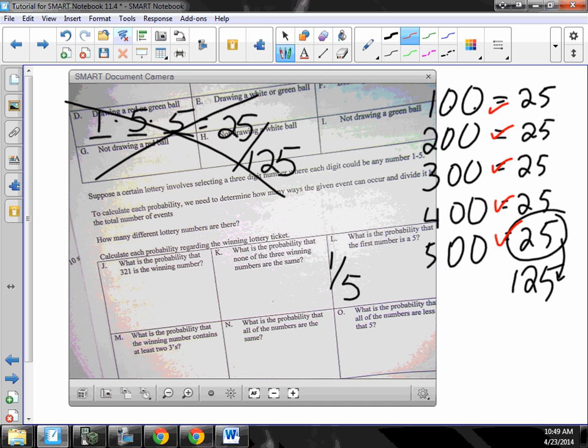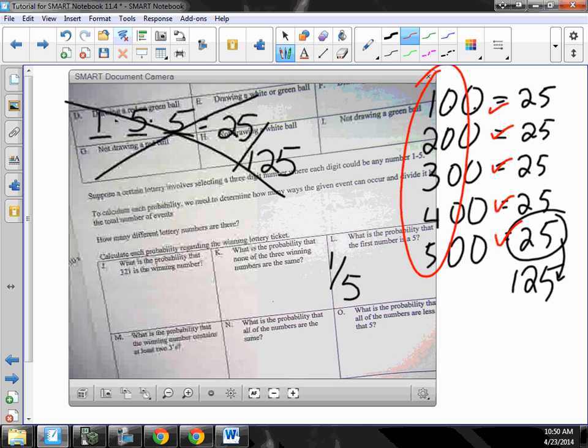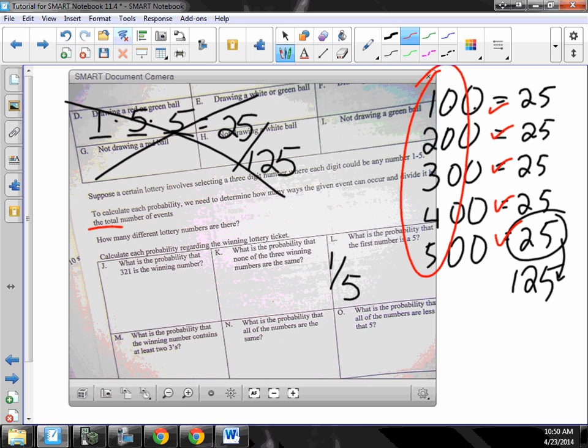Well, it's just 1 in 5. Because this first number can be 5 different numbers, and once you pick that first number, then there's the same amount of numbers after that. So Robbie just said, oh, how many ways are there to pick the first number? 5. And the other 2 numbers don't matter. So the answer is simply 1/5.